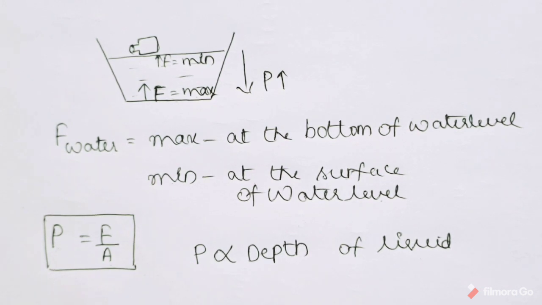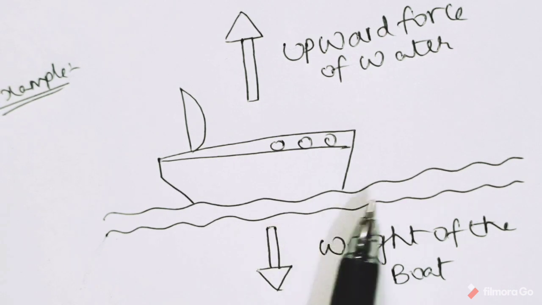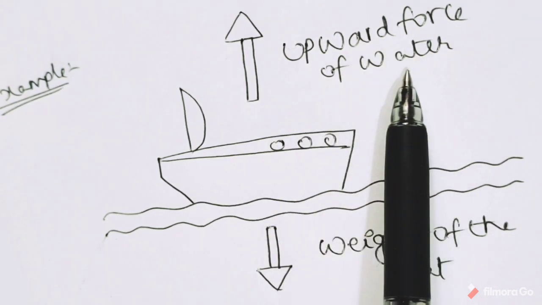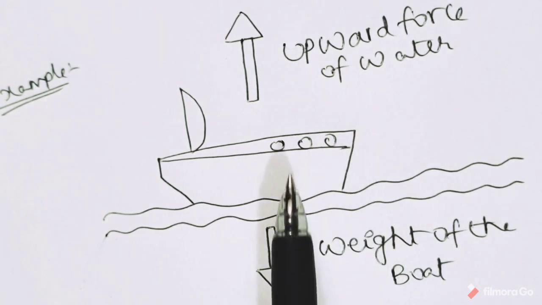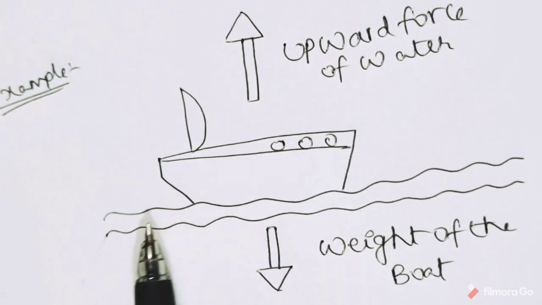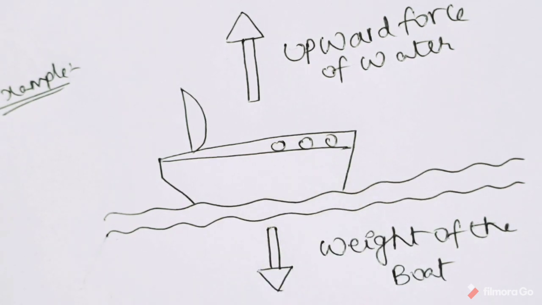Yes, let us see one example. For the floating objects, what is this, children? It is a boat. So a boat floats on the surface of the water whenever the weight of the boat is balanced by the upward force of the water. So the upward thrust exerted by the water, whenever it has an equal and opposite magnitude to the weight of the boat, then only the boat will float on the surface of the water. So this is an example of floating objects.